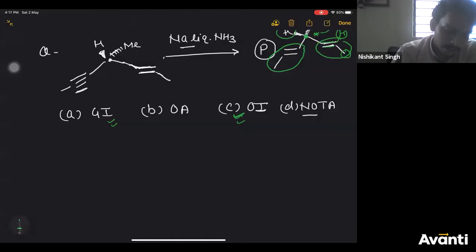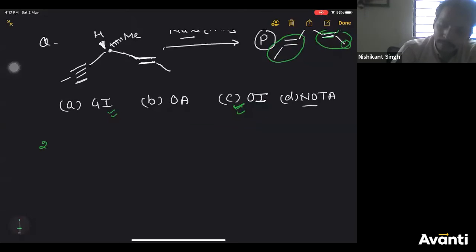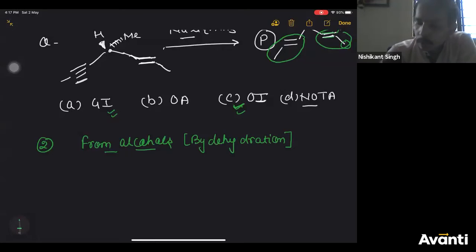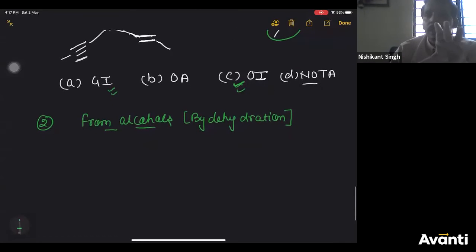The second preparation is by dehydration of alcohol. Or you can first write: from alcohols. How can you prepare alkenes from alcohols? By dehydration reaction. By dehydration of alcohol, you'll get alkenes. This reaction is very important, so pay attention and listen to it very, very carefully.